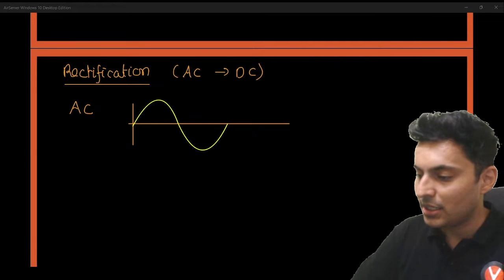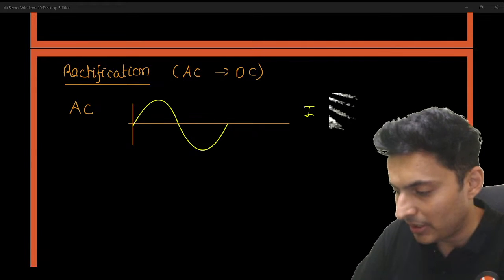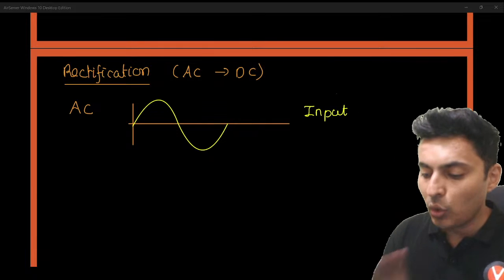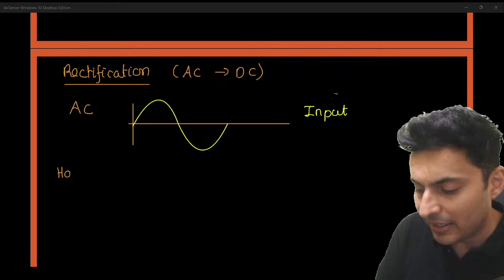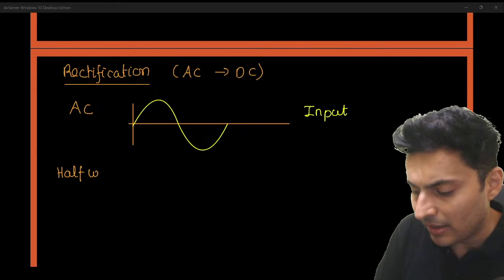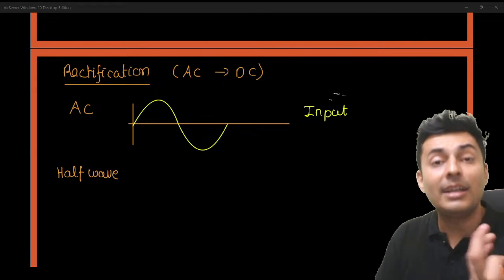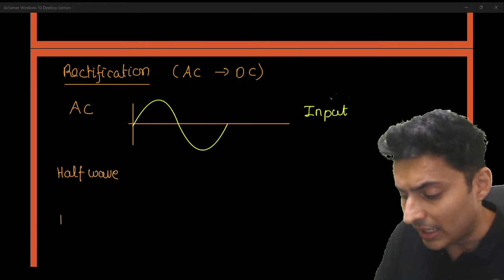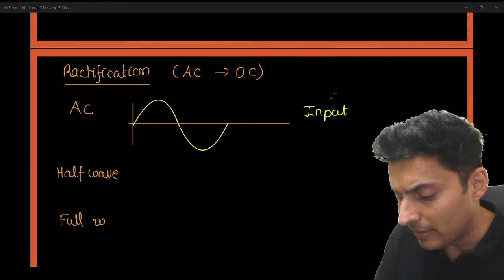This is an AC voltage. This is your input. You want to convert it into single directional current. There are two ways. One is half wave rectifier. Only half of it is rectified. That means half of it is converted into DC. The rest half is waste. Another one is full wave rectifier.